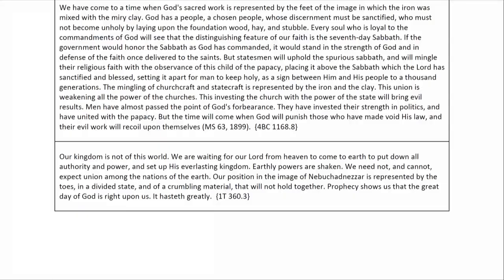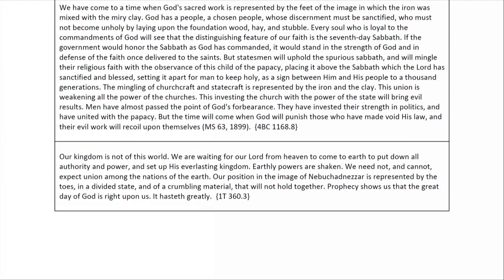The small one. Our kingdom is not of this world. We are waiting for our Lord from heaven to come to earth to put down all authority and power and set up this everlasting kingdom. Earthly powers are shaken. We need not and cannot expect union among the nations of the earth. Our position in the image of Nebuchadnezzar is represented by the toes in a divided state and of a crumbling material that will not hold together. Prophecy shows us that the great day of God is right upon us.